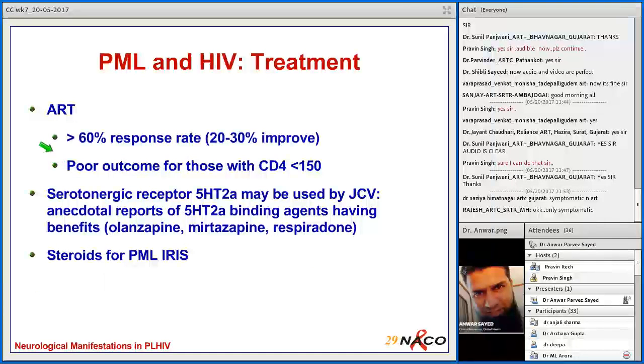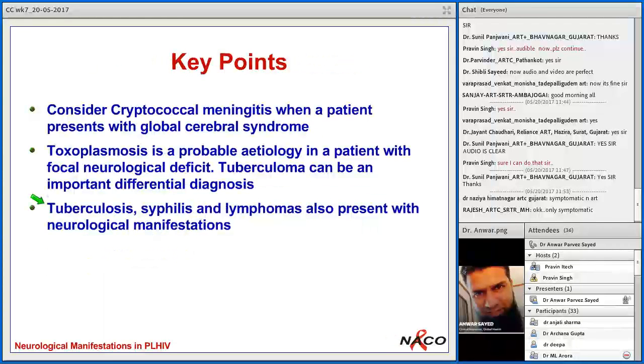With ART, more than 60% respond, and 20 to 30% improve. Poor outcome is seen in those who have very low CD4, that is less than 150. Steroids can be helpful in PML IRIS, so there can be PML IRIS also. So that summarizes our CNS manifestation. It is again a very quick overview of very common presentations of CNS. If you go into details, there can be many more issues which can be discussed under CNS manifestations.